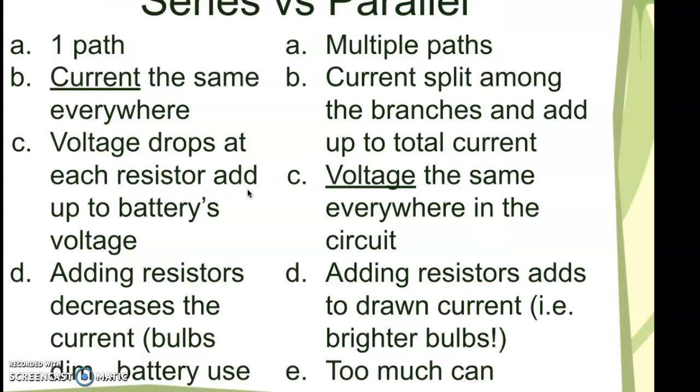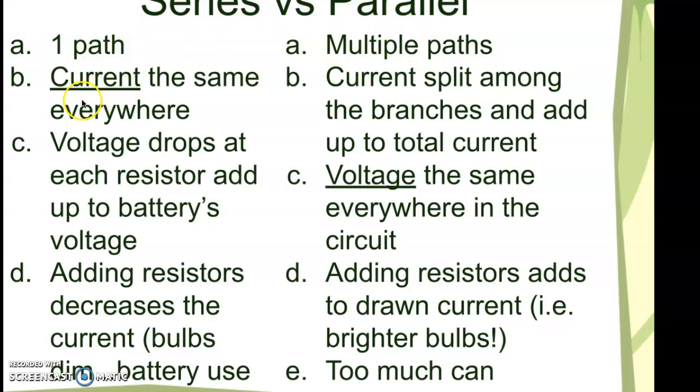To put them in a list side by side, I encourage you to have these differences down in your notes, because tomorrow you're going to take a quiz that really tests if you understand what the differences are here. So I put them side by side here. Series has one path, parallel has multiple paths.